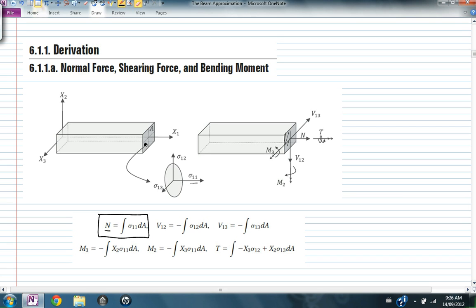And similarly, instead of calculating the shear stress at one point, which is σ12 in this direction, I'm going to take σ12 and calculate all the stresses here integrated over the area to get a shear force. And this shear force I'm going to call V12. However, when these beams were developed a long time ago, they defined the positive shear in this direction. But we define the positive stress in this direction. And so the positive shear is equal to negative σ12, or the integral of σ12 dA.